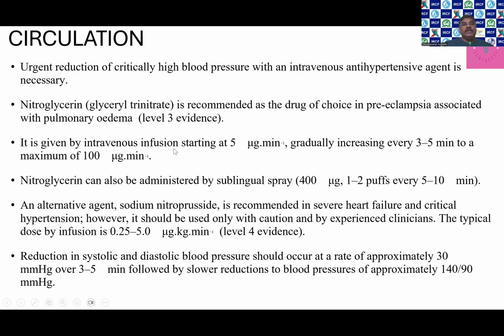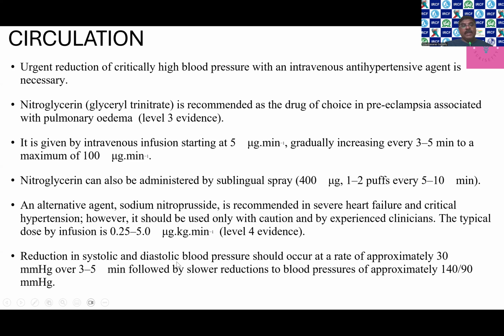So nitroglycerin, NTG, is given as an infusion starting at 5 micrograms per minute, gradually increased every 3 to 5 minutes with a maximum dose of 100 micrograms per minute. NTG can also be administered by sublingual spray, that is a 400 microgram spray, 1 to 2 puffs every 5 to 10 minutes. Alternatives are sodium nitroprusside and other antihypertensive drugs.